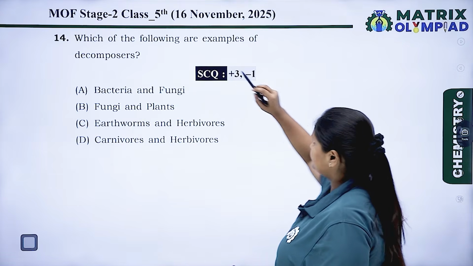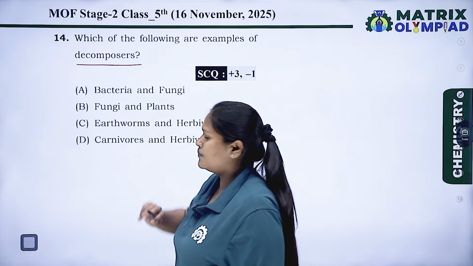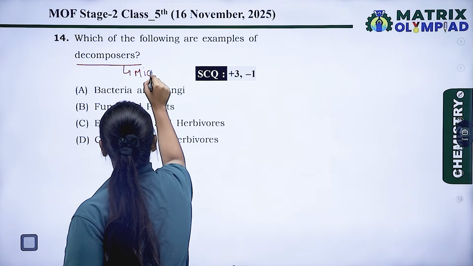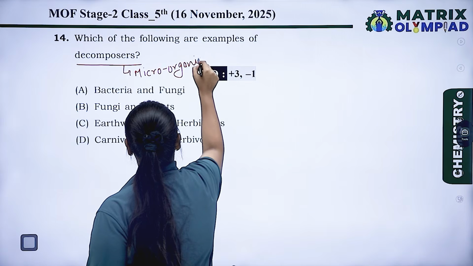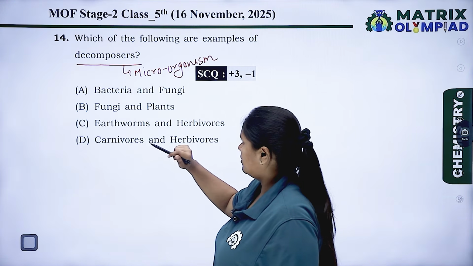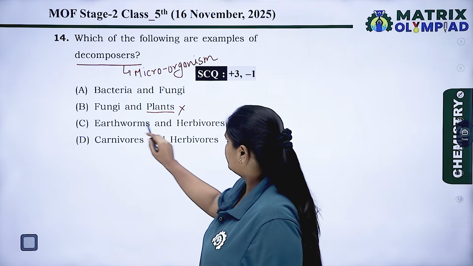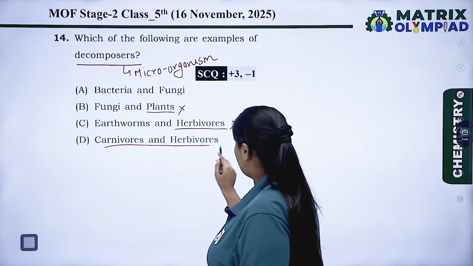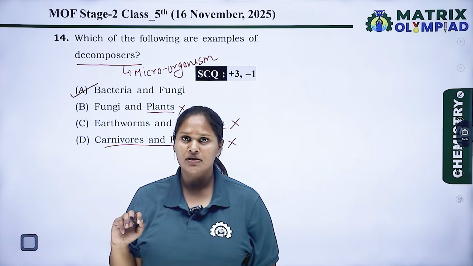Now come to the next. Which of the following are examples of decomposers? We know decomposers are microorganisms. Bacteria and fungi both are microorganisms. Fungi and plants? No, plants are not microorganisms. Earthworm and herbivorous? Obviously not. Carnivorous and herbivorous? Both are not microorganisms. So option A is the right answer for this question.